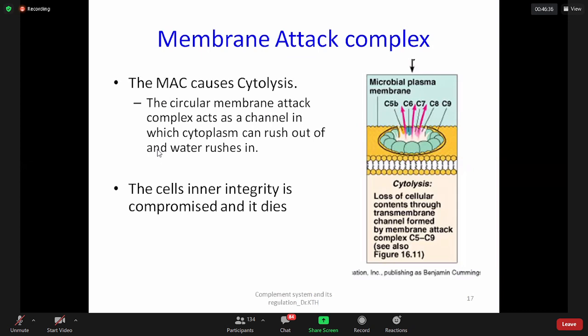C5A will bind on mast cells, whereas C5B will bind to cells and also bind to C6, to C7, to C8, and then C9. The moment C9 is bound, you end up with polymerization, which produces a membrane attack complex. It is this MAC, or membrane attack complex, which causes channels in the target cell and ends up damaging the cytoplasm, which causes water to rush out of this cell.